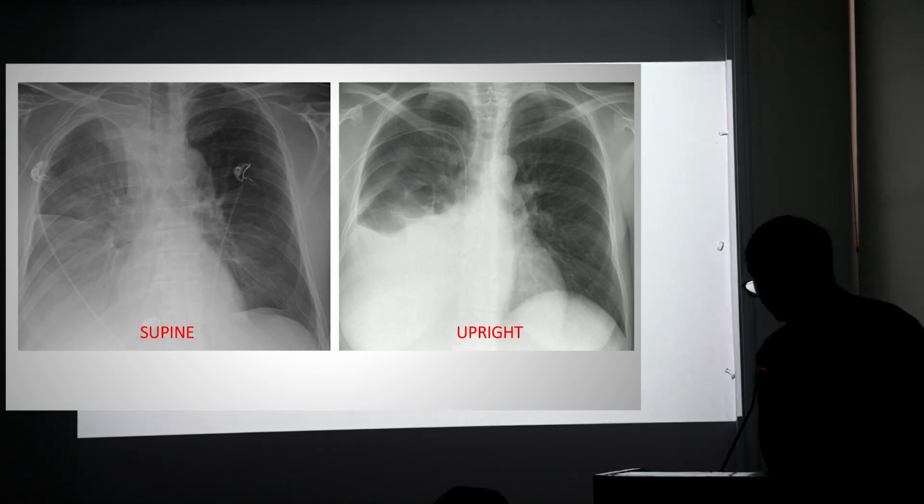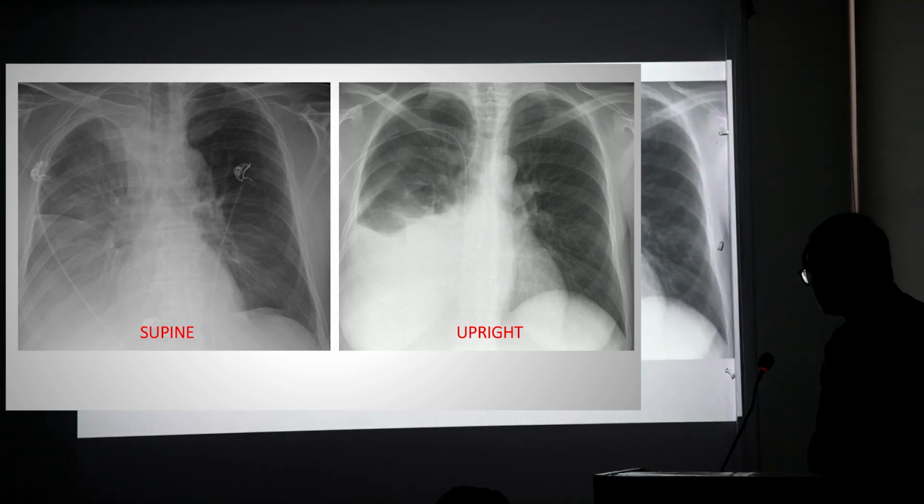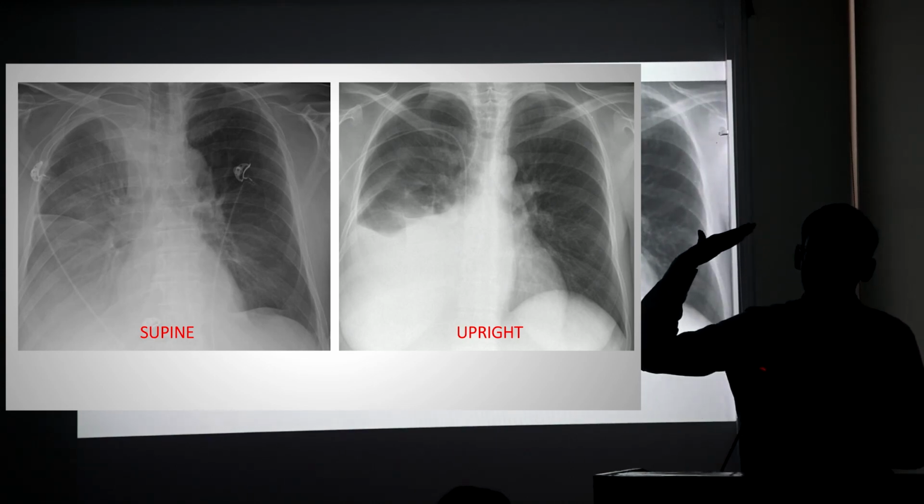Okay, so what is going on over here? This is a supine X-ray plate. There is only a right lung haziness. This is a supine X-ray. I did an upright X-ray. So what happens when you make the patient supine? The water goes like this.